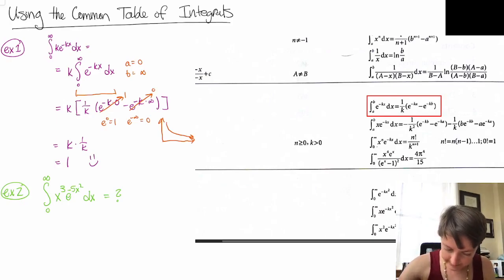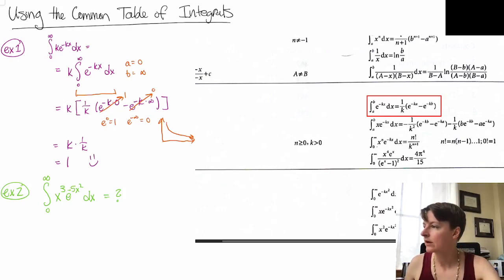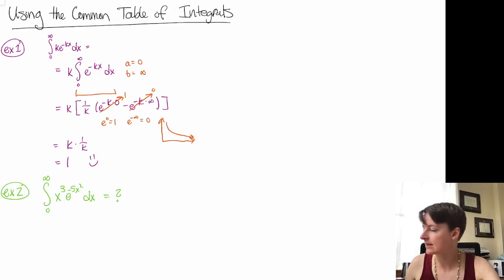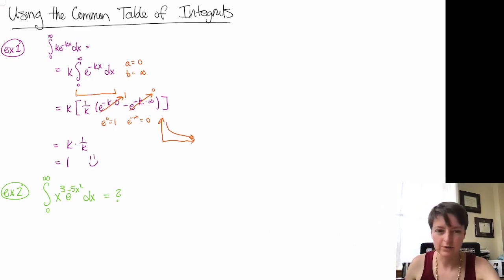Let's do one more example. Here we have in green the expression x cubed times e to the negative x squared dx, and we want to solve for what this integral is. Once again, we're going to look through Atkins to see if there's anything that matches. Since we have a negative x squared showing up in e to the negative x squared, it turns out that the section called Gaussian functions is going to be our best bet.